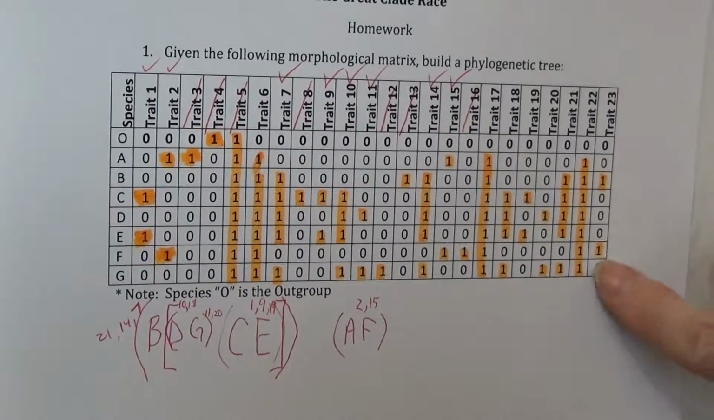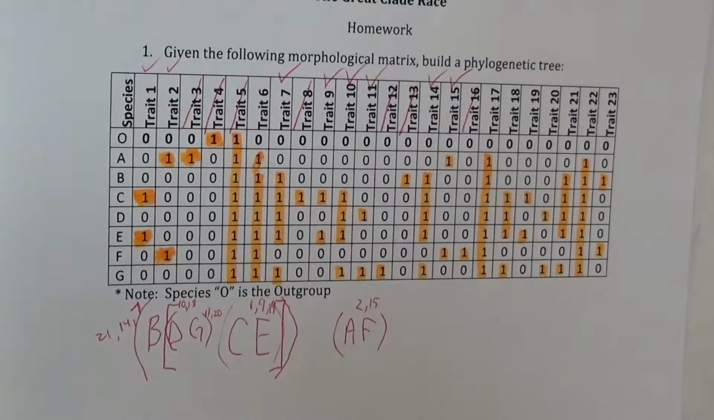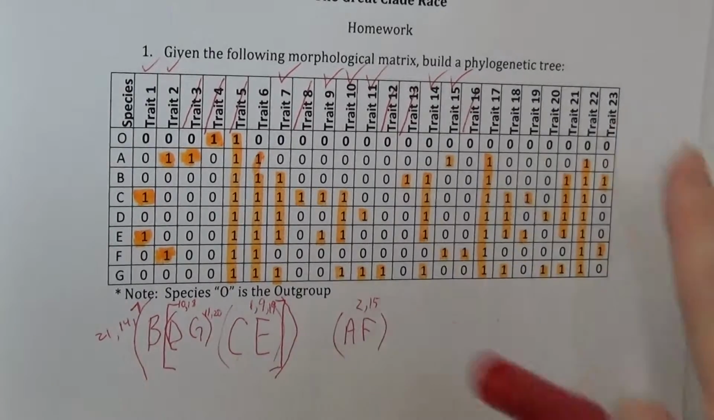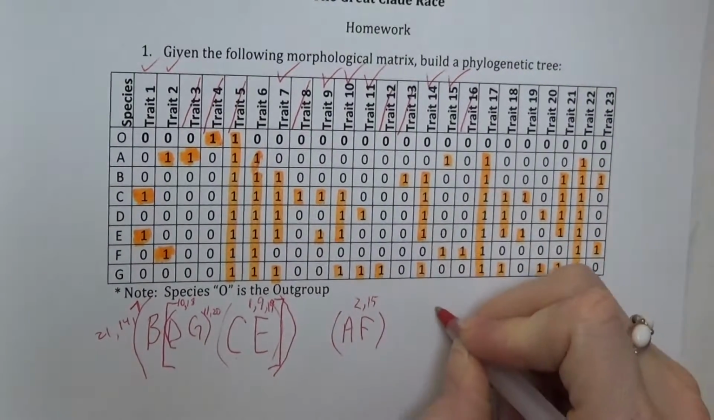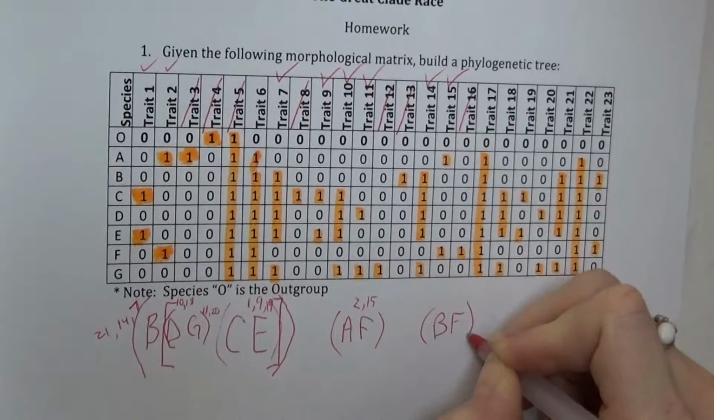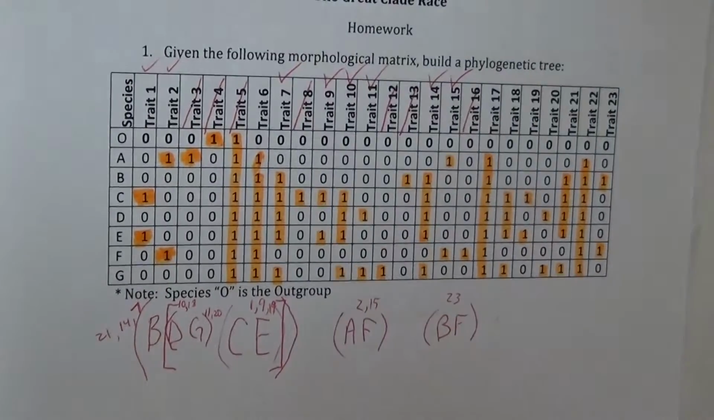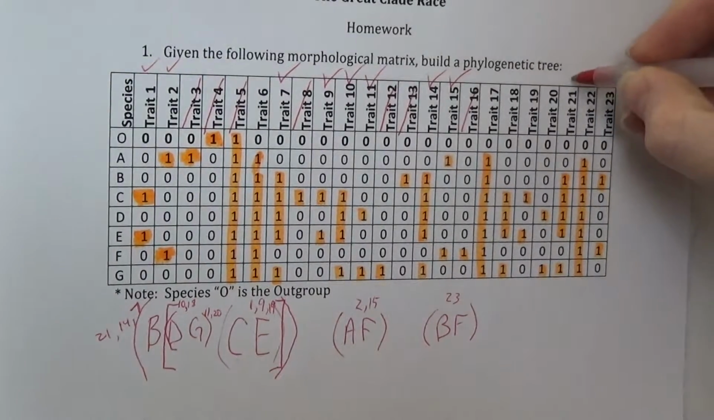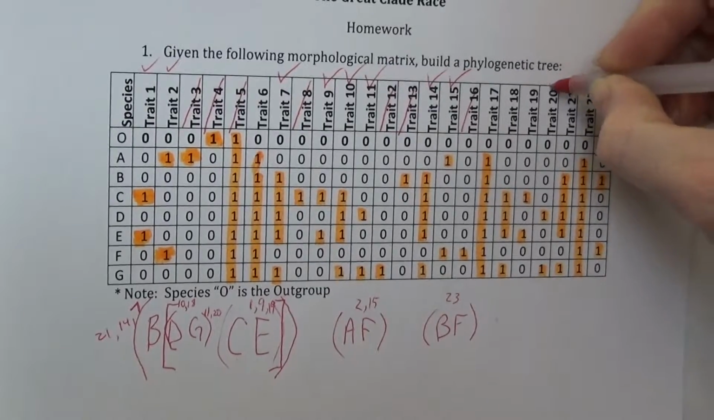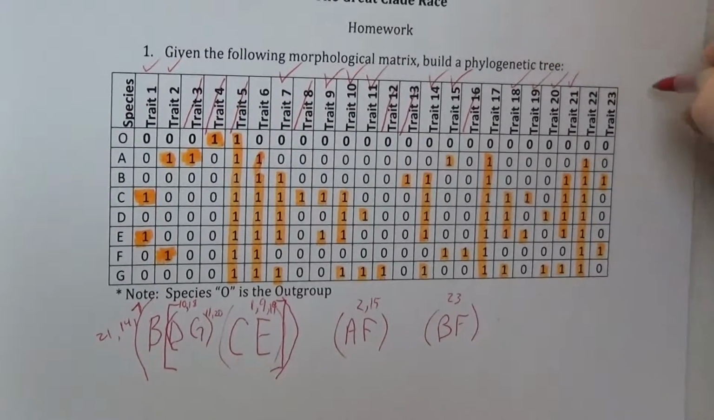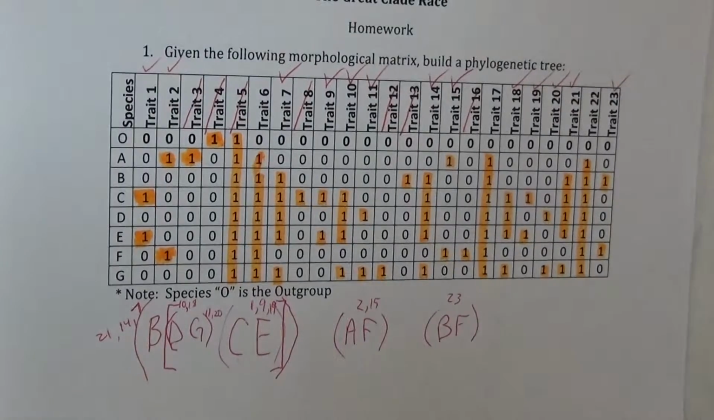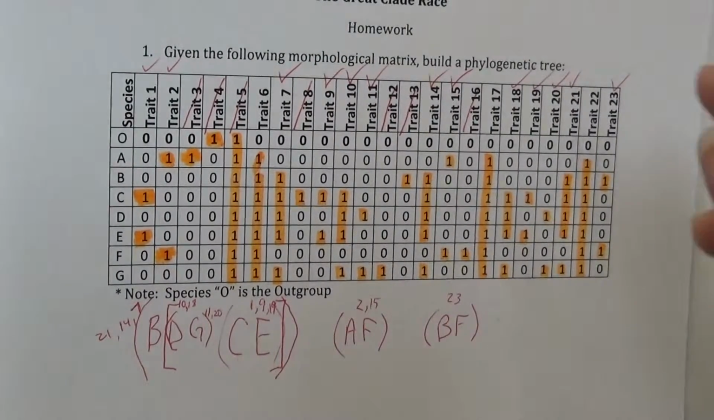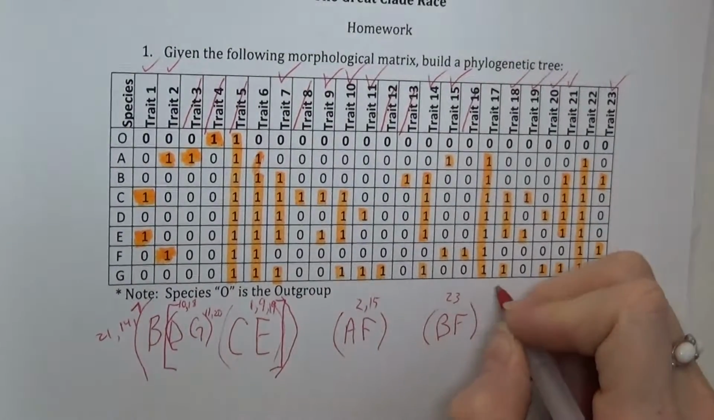22 is everybody but the out group, so same as 17 and 6. And then 23 says B and F. Well, that doesn't really match what we're seeing. So let's just put that off to the side for a moment. B and F, trait 23 says. All right, so from here, we can actually draw a tree because we can see the relationships. We've done trait 21, 20, 19, 18, and 23. All right, so we can put a big bracket for all of them together except the out group.